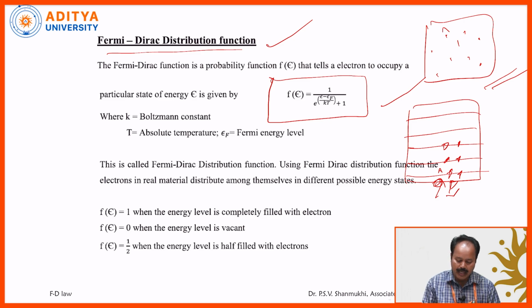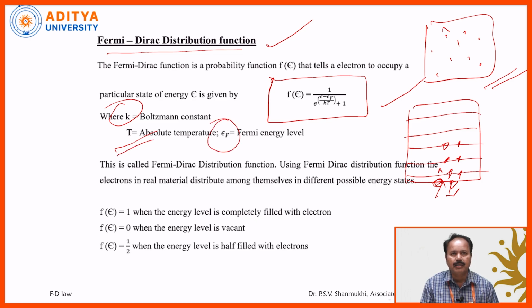In this, as usual, k is the Boltzmann's constant, T is the absolute temperature, and EF is called the Fermi energy level, or simply Fermi level. f(E) is the probability of finding the electrons.